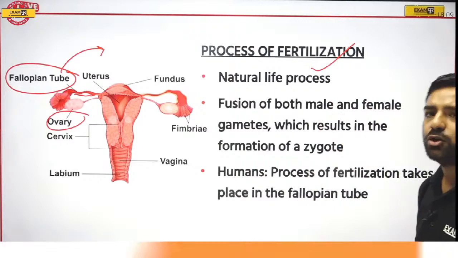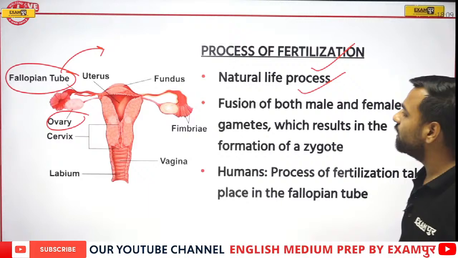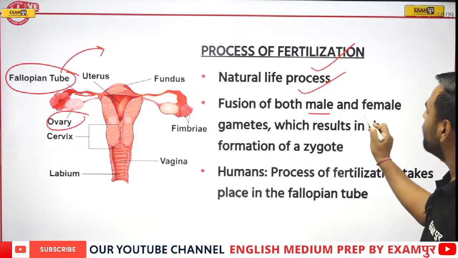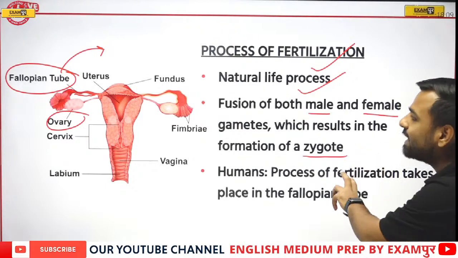So let's have a look. Fertilization is a natural life process where there is fusion of both male and female gametes, which results in the formation of a zygote. Where does it actually occur?